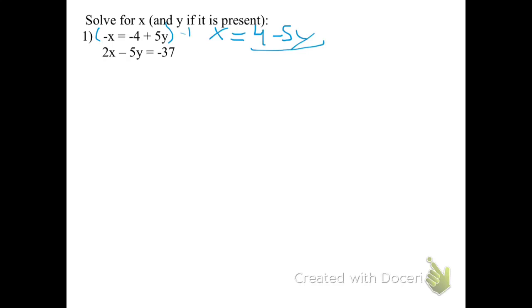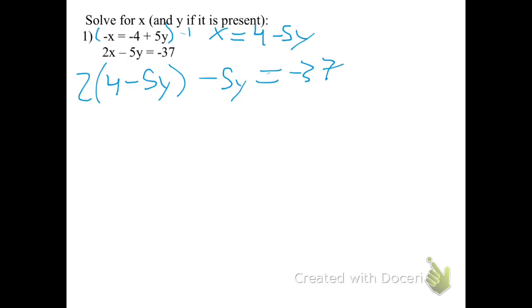We can take what x is equal to and plug it in for x. So we're going to do that. Second equation, 2, parenthesis, 4 minus 5y, because that's what x is, and we still got minus 5y here, and equals -37. Okay, from here, distribute your 2, because we're trying to get the y's together, all by themselves on the left side, everything else on the right. So 2 times 4 gives you 8. 2 times a -5y is -10y, and we got to subtract 5y after that, and it still equals -37.